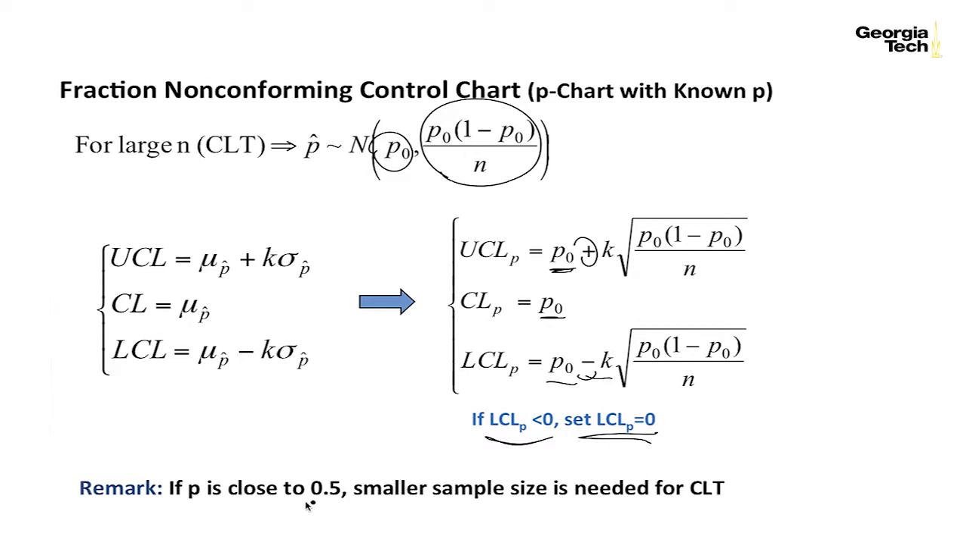And as I said, if p is closer to 0.5, a smaller sample size is needed for central limit theorem to hold. What if in practice p is not known, so we don't have p0? What should we do? We should do phase 1, similar to what we had in X bar and R chart, in order to estimate p. So what we do, we first collect m samples, 25 to 30.